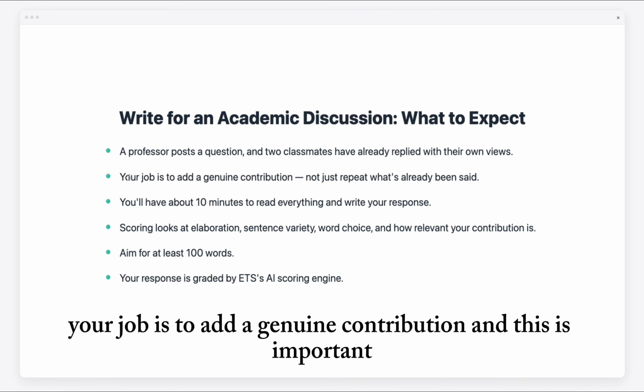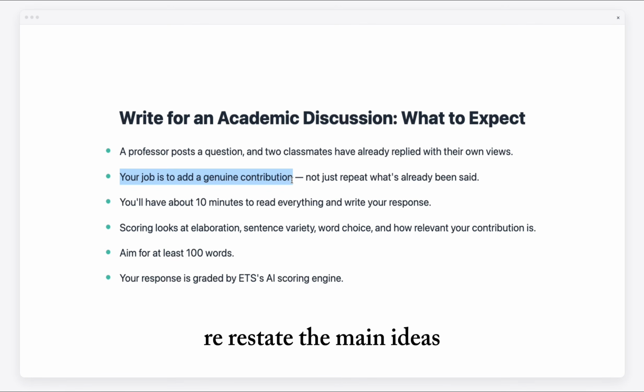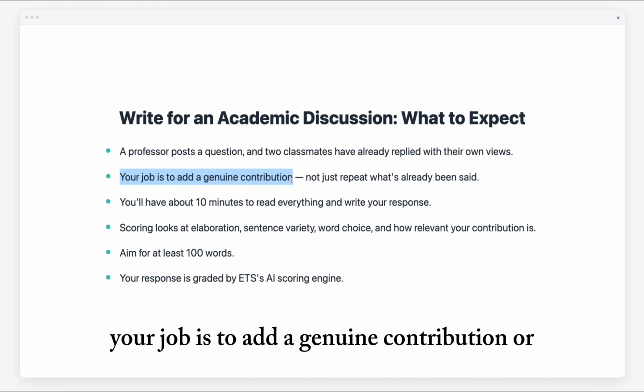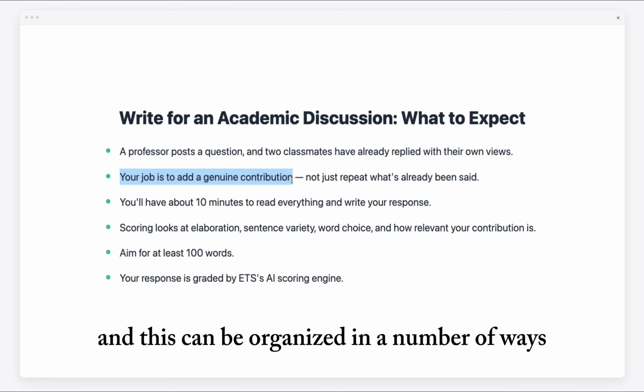Your job is to add a genuine contribution, and this is important. Your job isn't to summarize the data or to restate the main ideas. Your job is to add a genuine contribution or ideas of your own that facilitate a furthering of the discussion. And this can be organized in a number of ways.